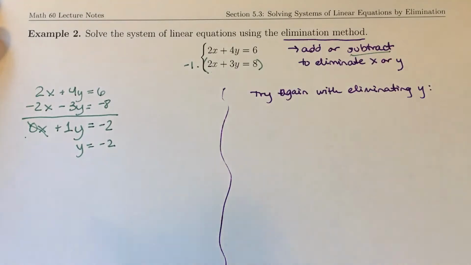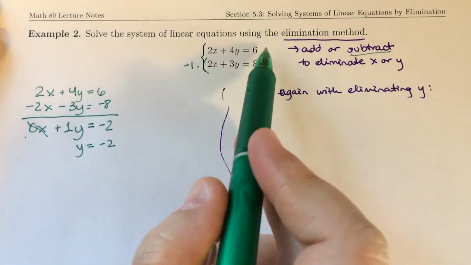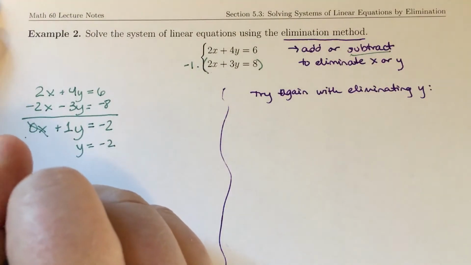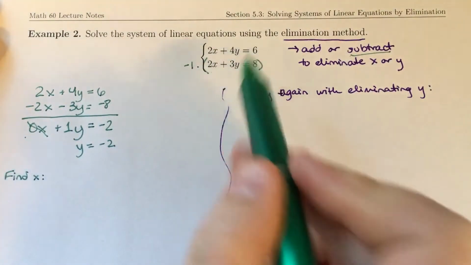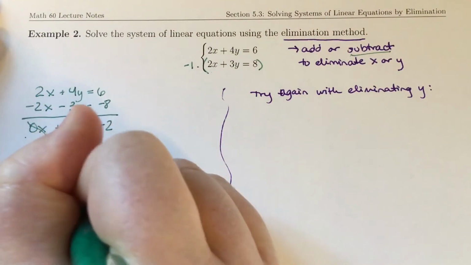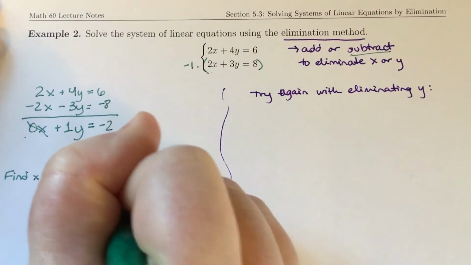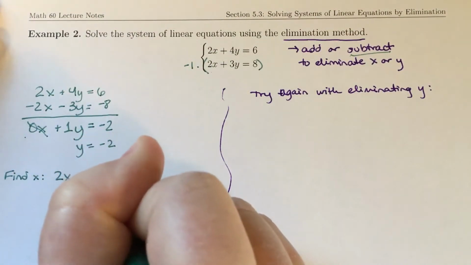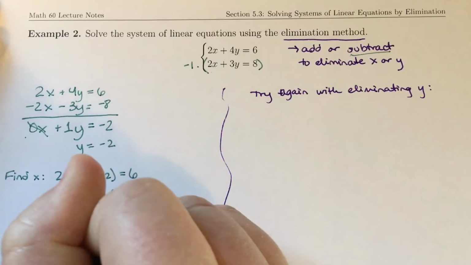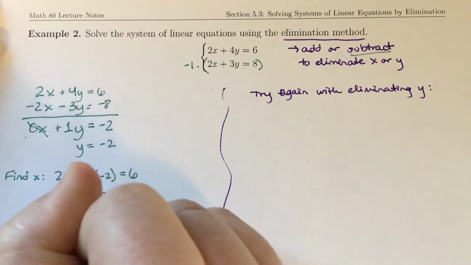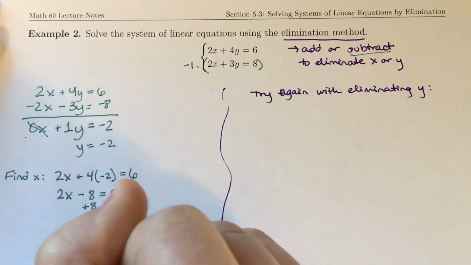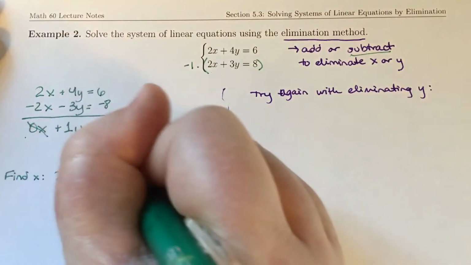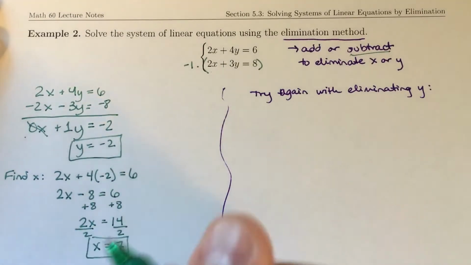To find x, we use the first equation to find x, and then the second equation to check. So let's find x by plugging into the first equation. 2x plus 4 times -2 equals 6. So that's 2x minus 8 is 6. I add 8 to both sides. 2x is 14. So that makes x equals 7. All right, so we got y equals -2. We got x equals 7. Let's check.